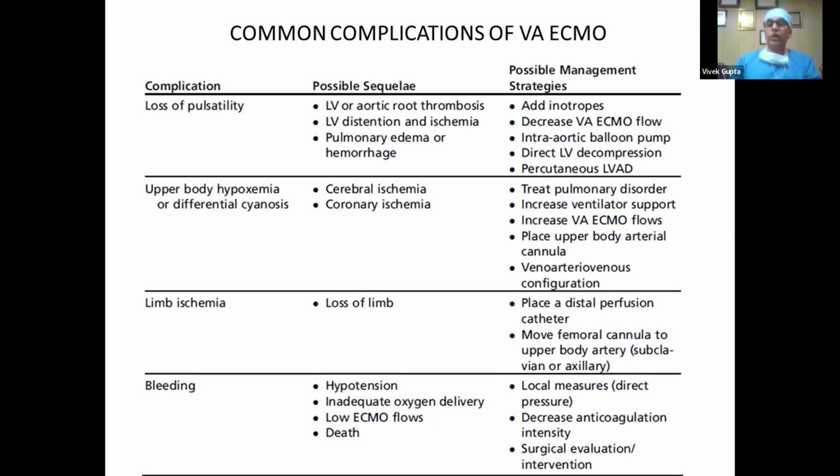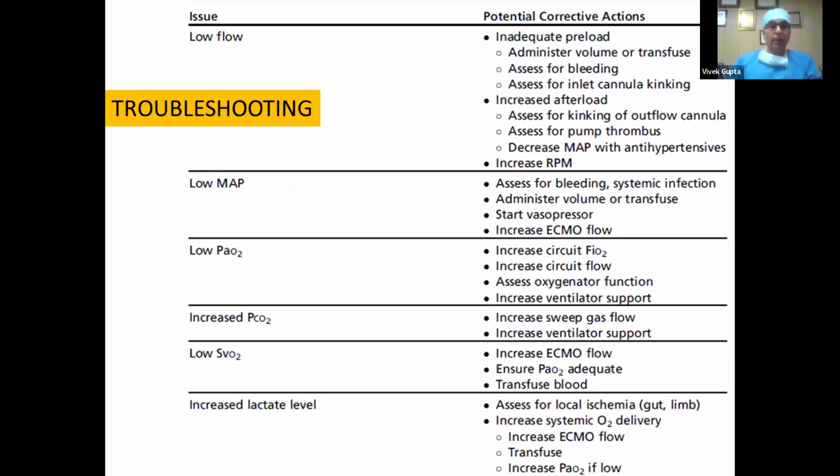So we need to ensure that adequate oxygenation is taking place through the lung. Limb ischemia can lead to even amputation sometimes. So we should ensure a distal perfusion cannula, either in the femoral artery, or we can put it in the posterior tibial artery as well. Risk of bleeding leads to hypotension, need for blood transfusion, inadequate oxygen delivery, and reduction in the ECMO flow. So we have to make sure that there is control of the bleeding wherever it is happening.